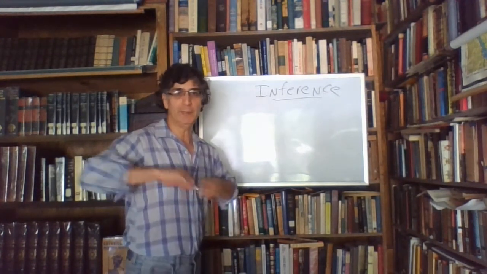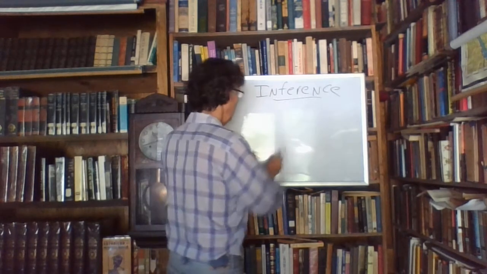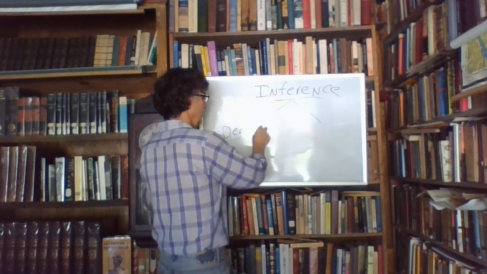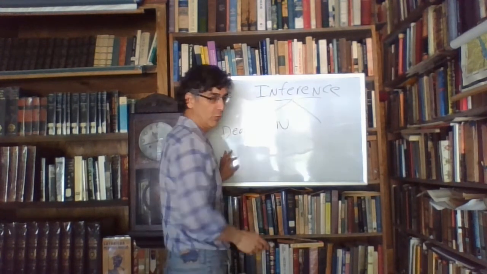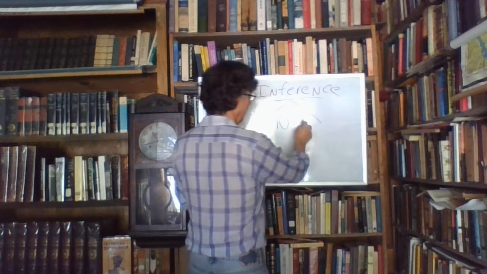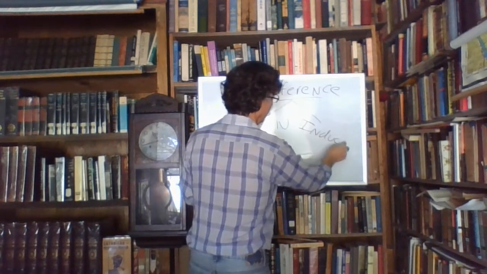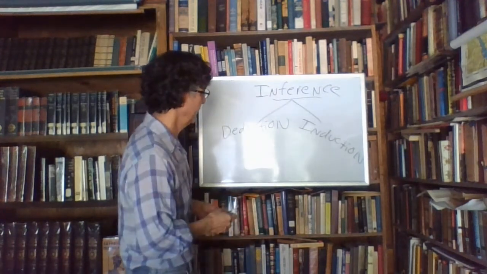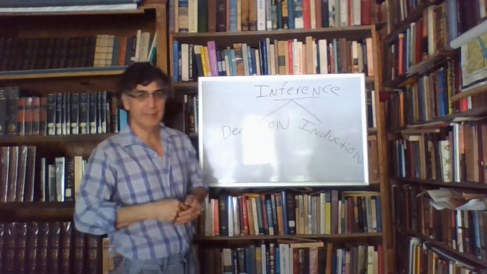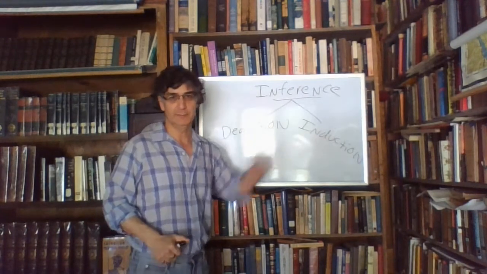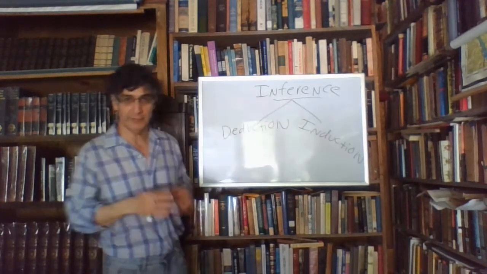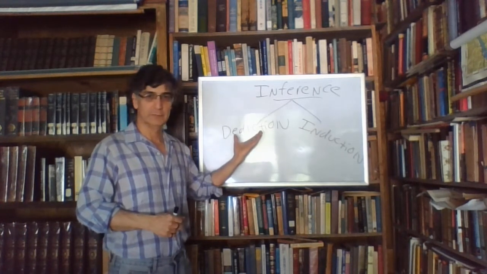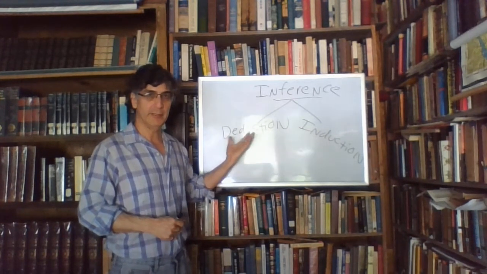So now, we typically divide inferences into two types. There is what we call deduction, and you have probably heard that word before. And on the other side, what is called induction. You may or may not have heard that word before. Deduction versus induction. Two kinds of inference here. Now, the difference in deduction and induction.